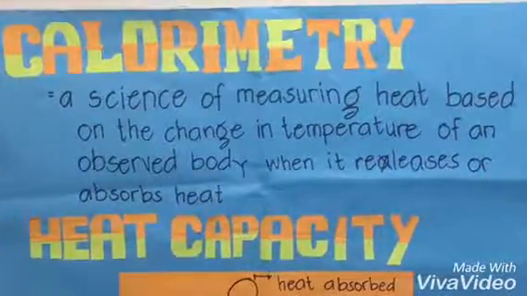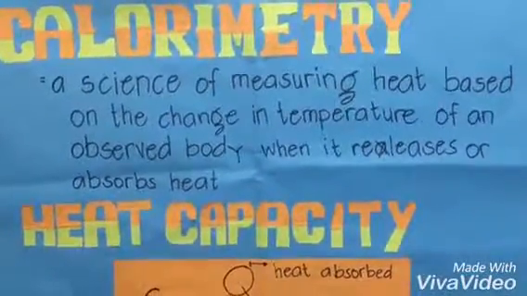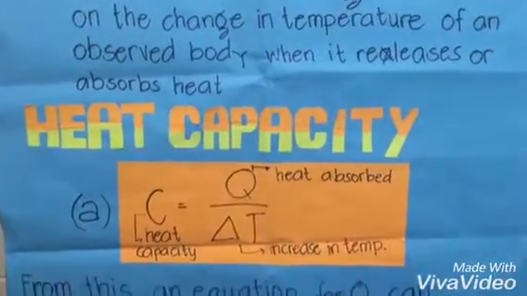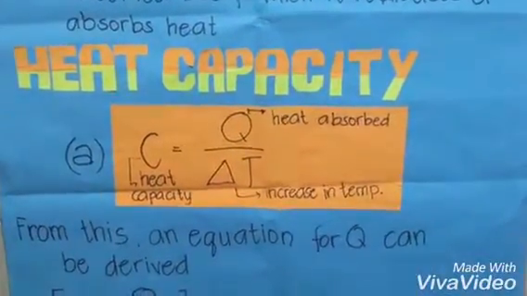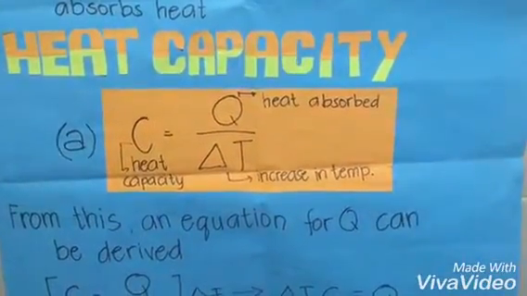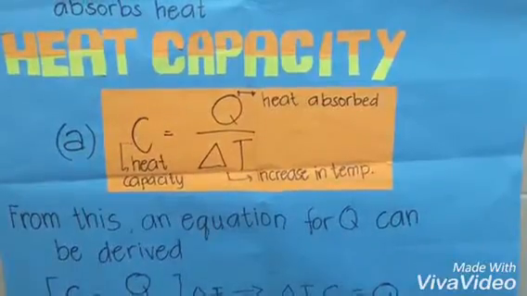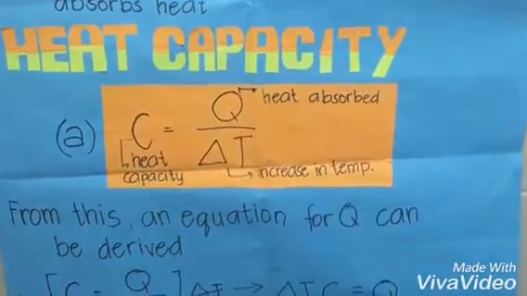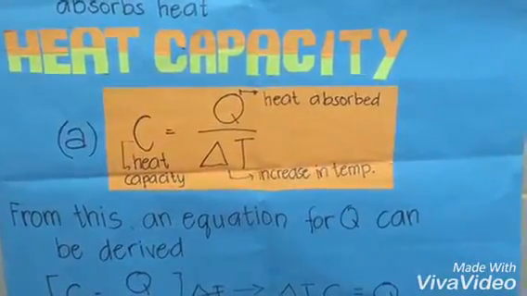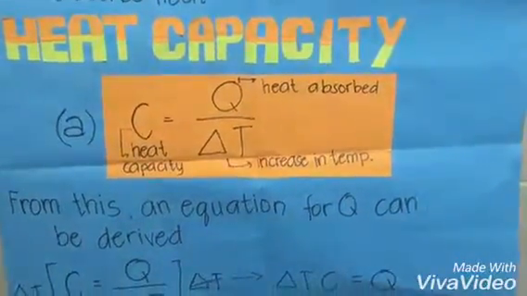Calorimetry, a science of measuring heat based on the change in temperature of an observed body when it releases or absorbs heat. Heat capacity is defined as the amount of heat necessary to increase the temperature of a substance. In this equation, the heat capacity is represented by a big letter C, the heat absorbed is represented by a big letter Q, and the change in temperature is represented by a delta and a big letter T.